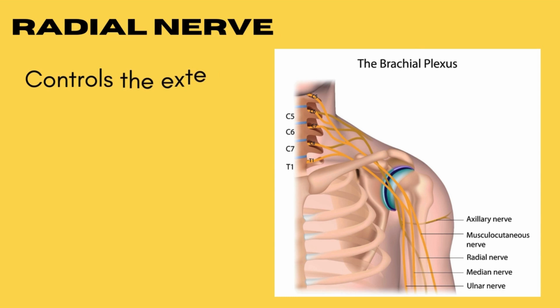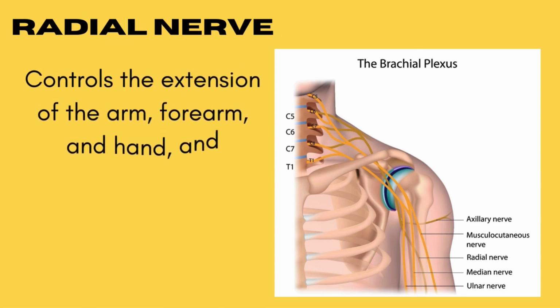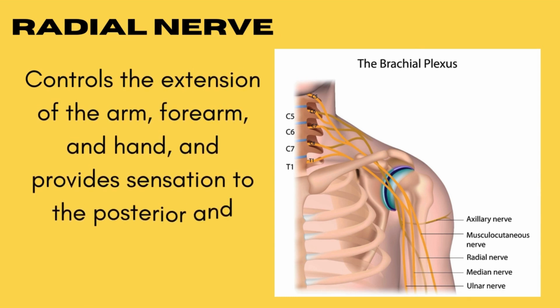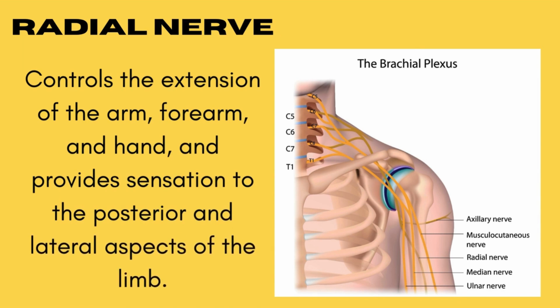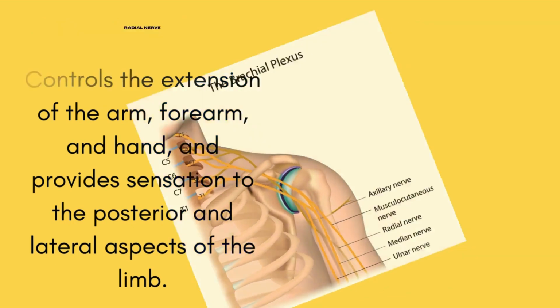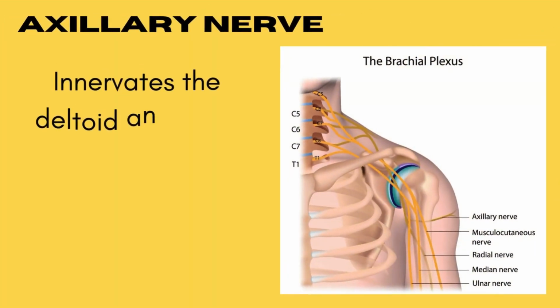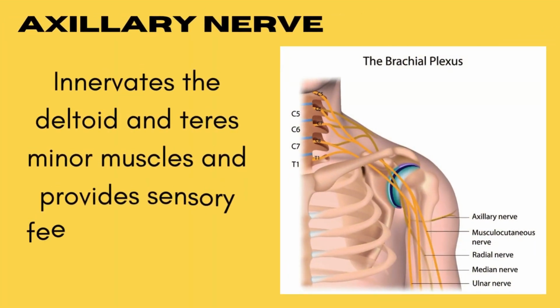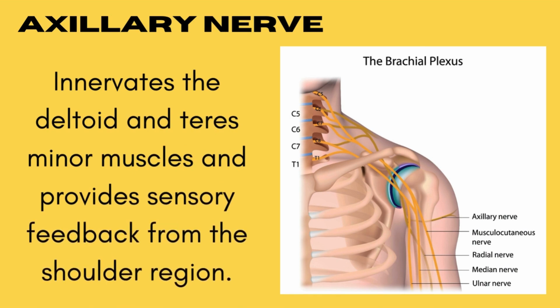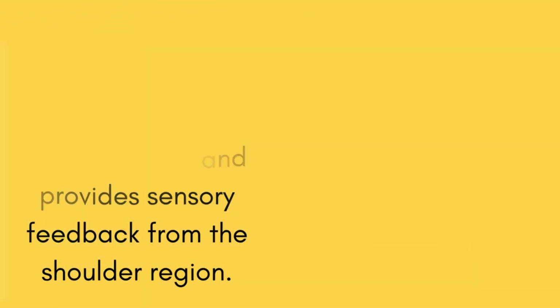Radial nerve controls the extension of the arm, forearm, and hand and provides sensation to the posterior and lateral aspects of the limb. Axillary nerve innervates the deltoid and teres minor muscles and provides sensory feedback from the shoulder region.